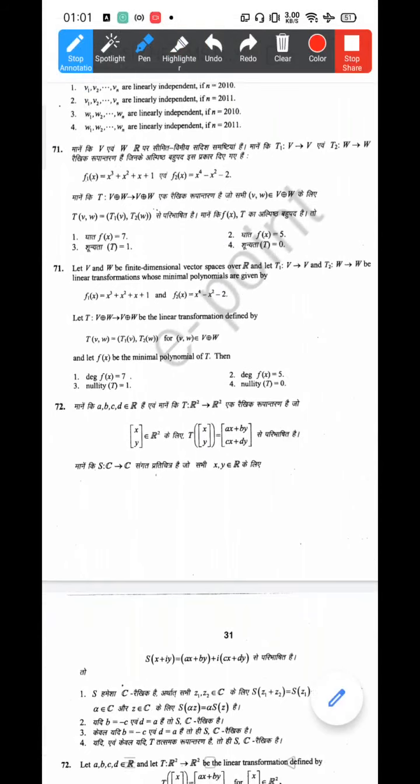Then, let V and W be finite dimensional vector spaces over R, and T1 from V to V and T2 from W to W be linear transformations whose minimal polynomials are given here. And T from V to W is the linear transform defined by this. Let f of x be the minimal polynomial of T. Then what do you think the degree of this will be? It is T1 comma T2, right?